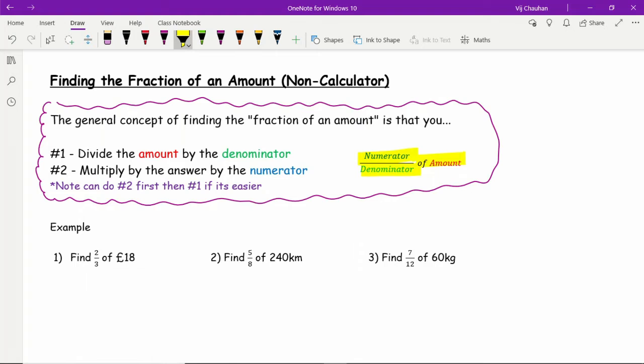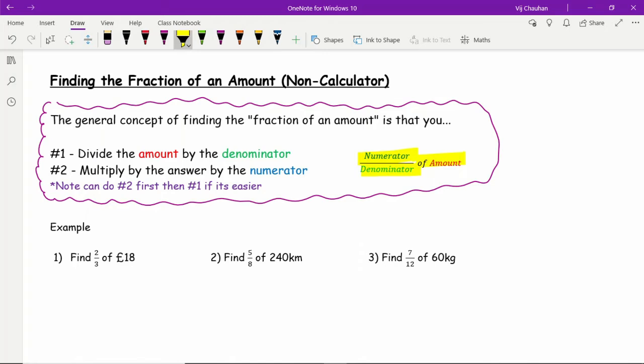What you don't want to be doing is multiplying by the denominator and dividing by the numerator, because that's a whole different question. In some cases, particularly with non-calculator methods, you might find that it's easier to multiply first and then divide, but in most cases I would say it's probably going to be easier to divide first and then multiply, because obviously you want to try and divide with the smallest number rather than a big number to make it easier for yourself. So let's have a look at these three examples.